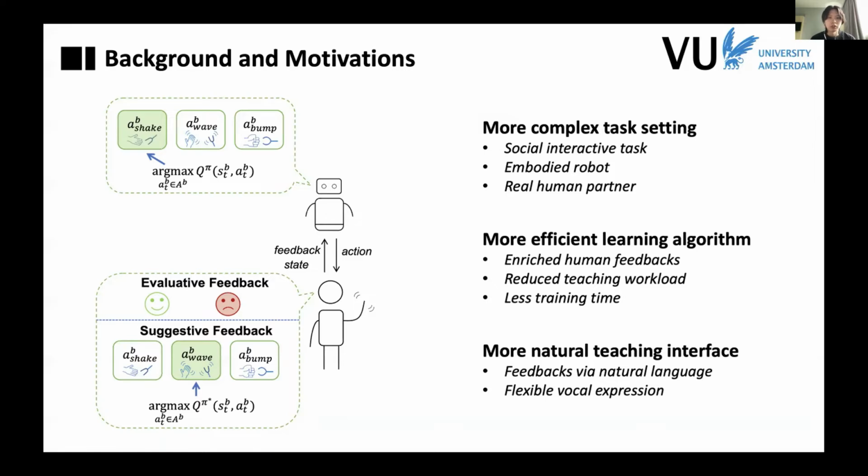So we propose a learning framework to solve the learning problem specifically for social interactive task settings. More specifically, in our work, we focus on social greeting and use it as a benchmark task. We hope that our framework can help the robot learn the social skills more efficiently, and also that the human teacher can teach the robot these skills in a more natural way.